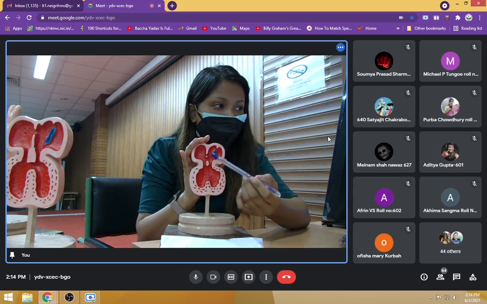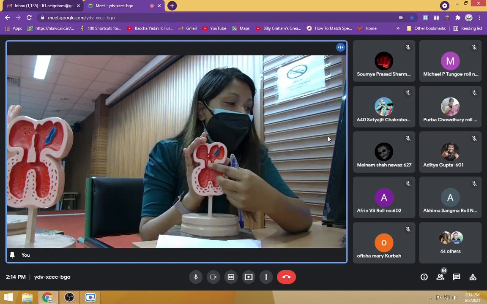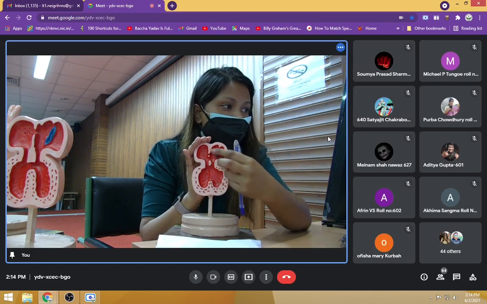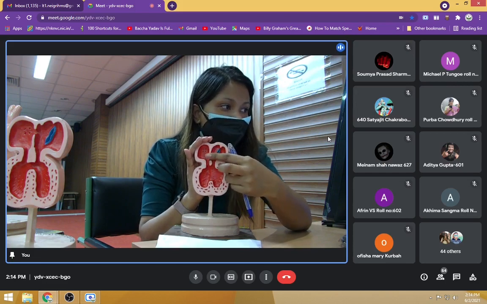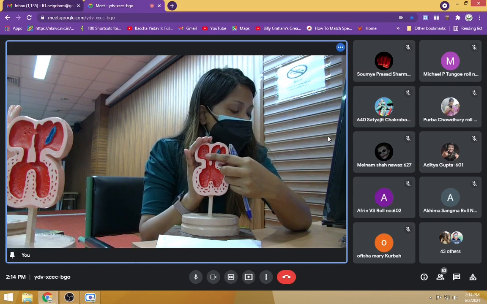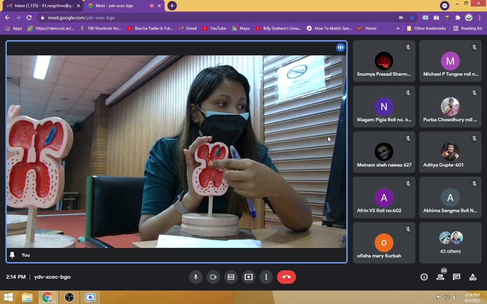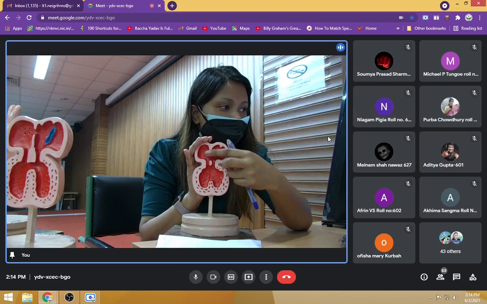So what is this? This is AV cushion. This is septum primum. This space is known as ostium primum. Is it clear, everyone? Did you understand this much? Yes, ma'am. This is septum primum, this is AV cushion, and the space is known as ostium primum.